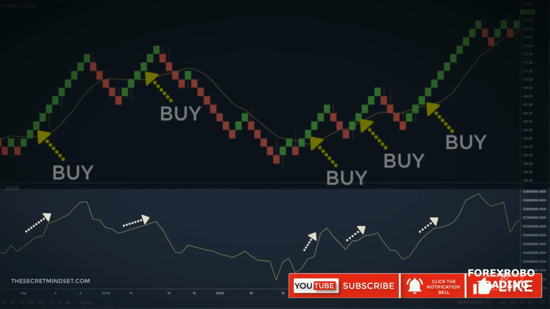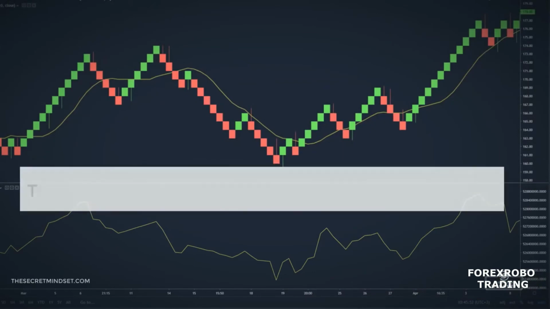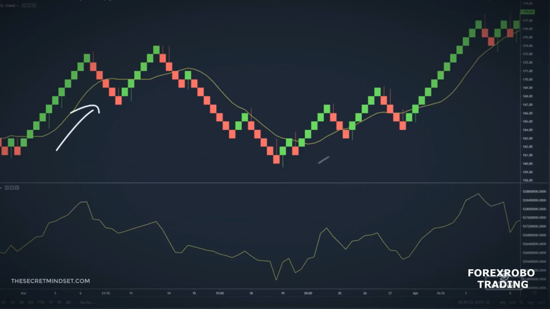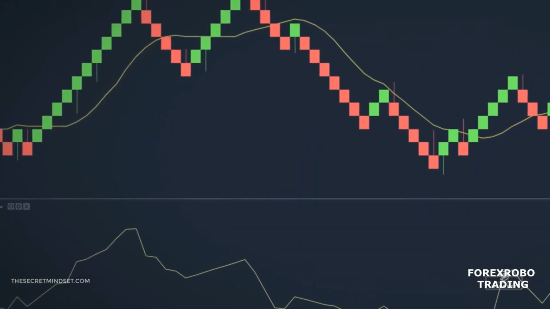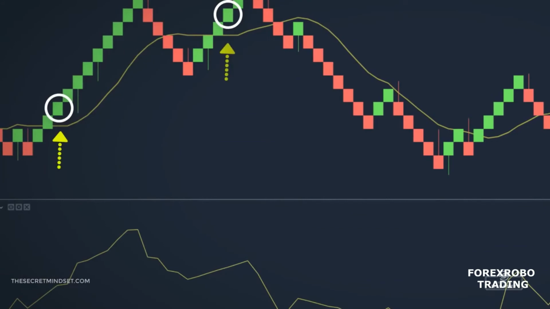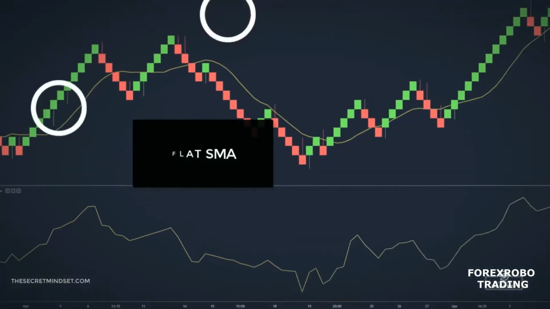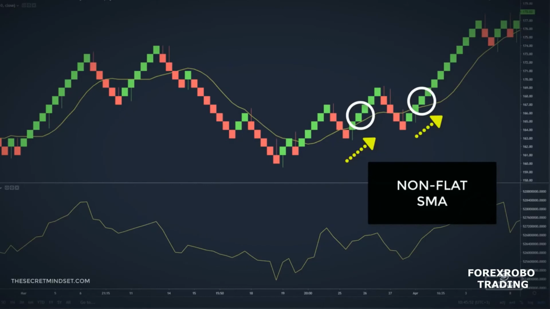Also, here's another tip to reduce your losses. Take a closer look at the slope of the 10 moving average. For better quality signals, try to enter the market when the moving average is pointing upward. In our case, the first 2 signals appeared when the 10 SMA was flat, so a conservative trader would have ignored these signals and focused on the last ones when the slope was clearly pointing upward.